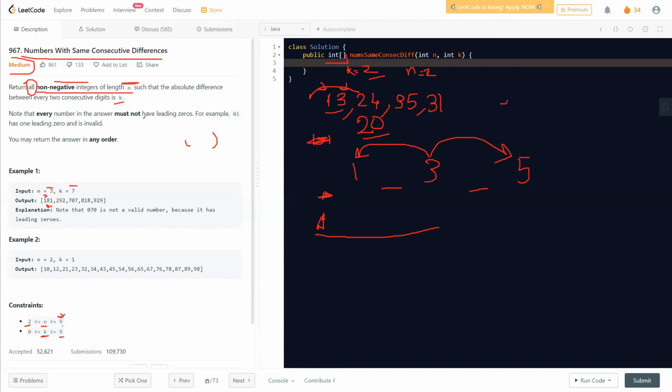Also, can we start with 0? No, we cannot start with 0 because the question says the answer must not have a leading 0. So that's not a possibility. So what can we start with? We can start with 9 in that case. Okay, we can start with 9 and we can go to 0. Fine, that's a possibility if k is 9 only. I'm just discussing the cases, right?